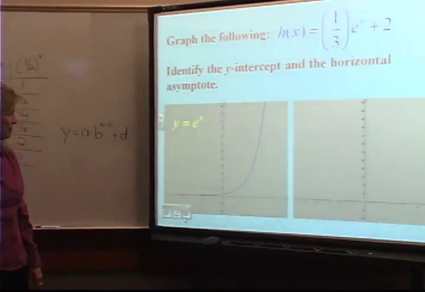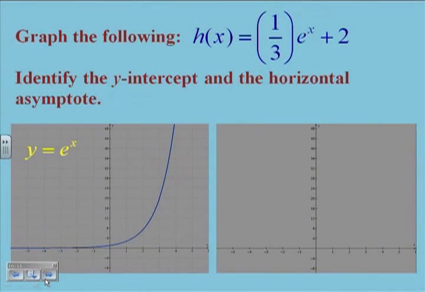Well, one more. I've given you the graph of y equals e to the x going up through there. And let's look at the parameters. We have a 1/3 and a +2. The 1/3 is what? It's an A value. That's your vertical stretch or compression. A is equal to 1/3. D is equal to 2, which is 2 up.